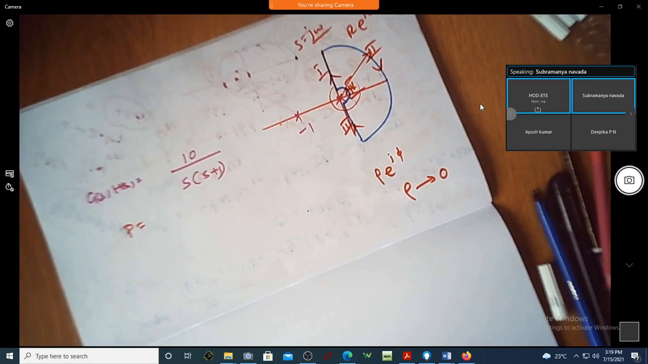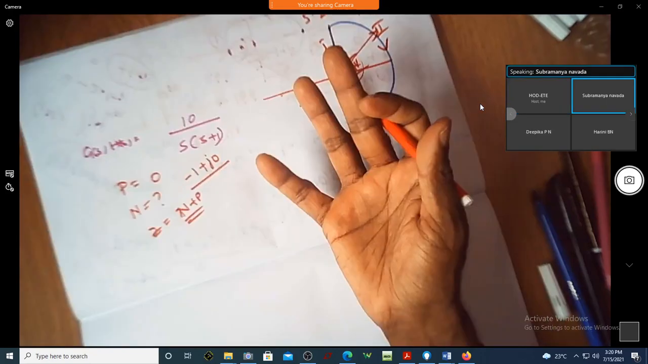Now we need to estimate what is N. Then we can find what is Z, Z equal to N plus P. We will get the value of P directly looking at this. We will estimate N. How do we estimate N? We have to plot the Nyquist plot and try to find out whether it encircles the -1 plus j0 point or not. If it encircles in clockwise, we'll write it as plus 1, 2, 3. If it is encircling in anticlockwise, it is -1, 2, 3.